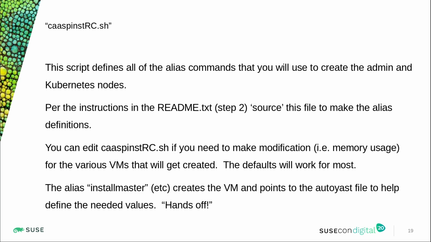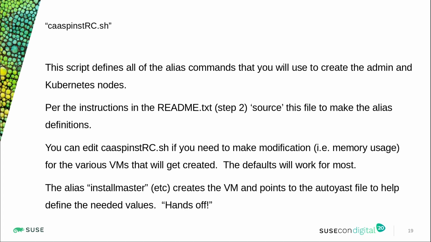Also, you're going to run into a script out there called CASP-inst-rc. Again, this was one of those files that was left over from the original version of this. This script basically defines a whole bunch of aliases, and these aliases are used to create the admin and the Kubernetes nodes. It also interacts with the CASP-net and defines the MAC addresses, so that as I build the nodes, they wind up with a specific MAC address that will then allow you to pull in an IP address for that node as you build it.